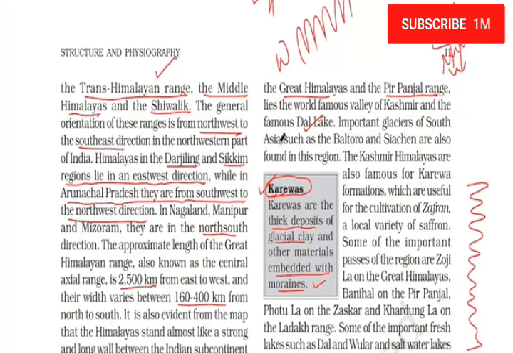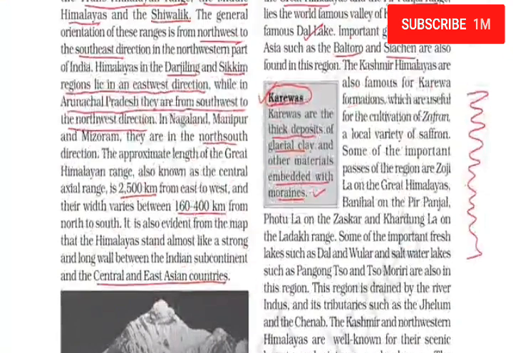Important glaciers of South Asia such as Baltoro and Siachen. Siachen glacier is very, very important in between India and Pakistan. Pakistan occupied Kashmir and Indian border is present here. Now when we actually observe this particular region, once in 4 days one Pakistani soldier dies, but within 2 days one Indian soldier dies, not because of fighting but because of extreme temperature. So this is very, very important for us. And then the Karewa formations are important for saffron, right?